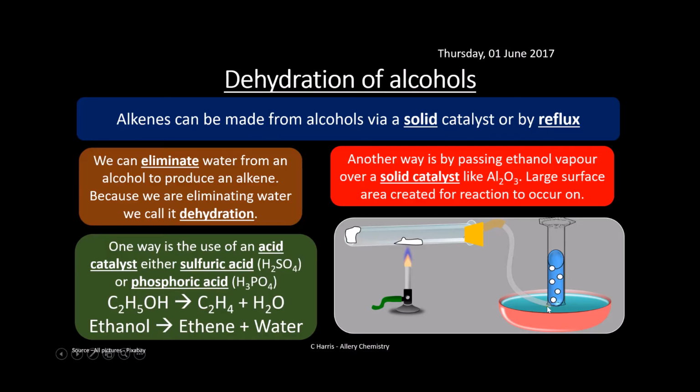And basically what we're going to do is collect our ethene, which is in gas form, through an inverted measuring cylinder in a bowl of water. We'll get bubbles of ethene, and the ethene will be trapped in here. So it's just another way of doing it.